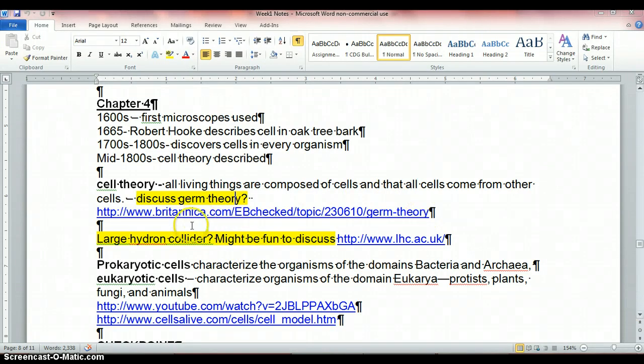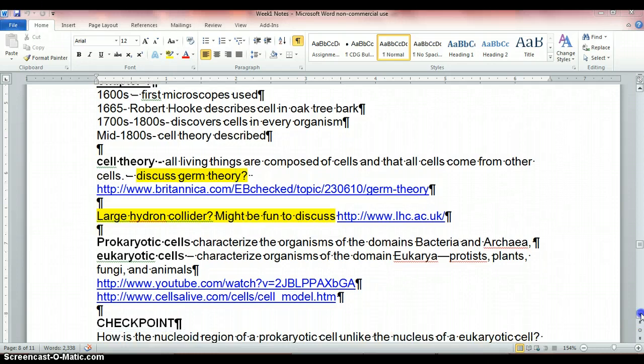And then don't forget the Large Hadron Collider, where we're looking for the God particle. Looks like we found it, right?